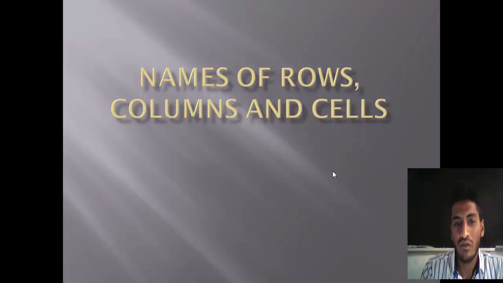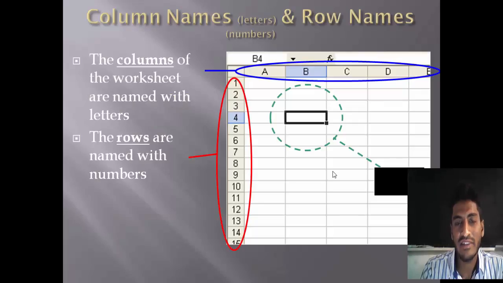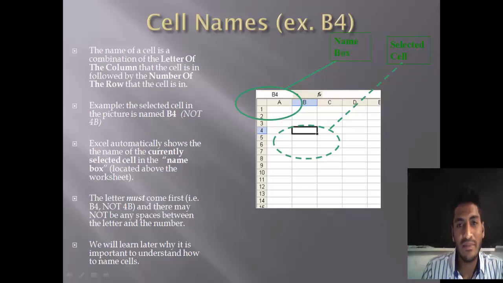Names of rows, columns and cells. Column names are letters and row names are numbers. The columns of a worksheet are named with letters. The rows are named with numbers. Cell names: the name of a cell is a combination of the letter of the column that the cell is in, followed by the number of the row the cell is in.